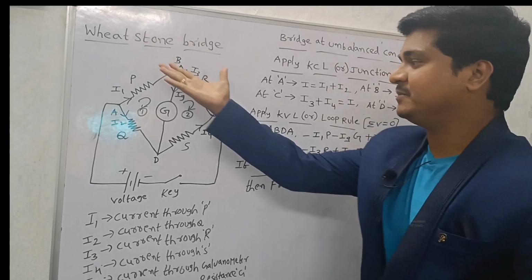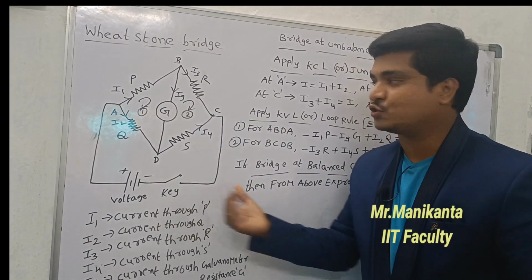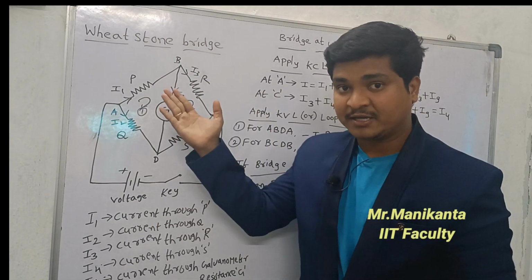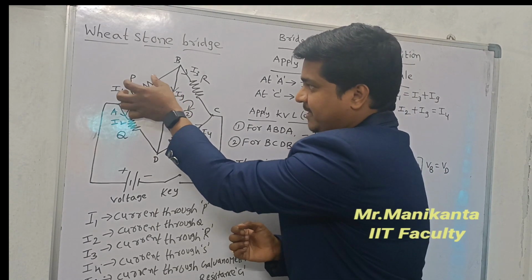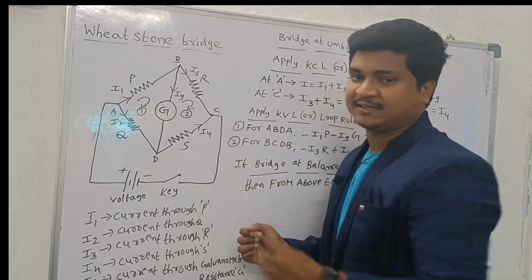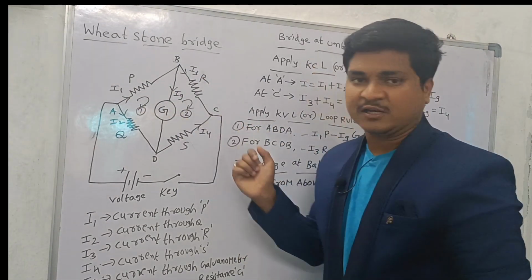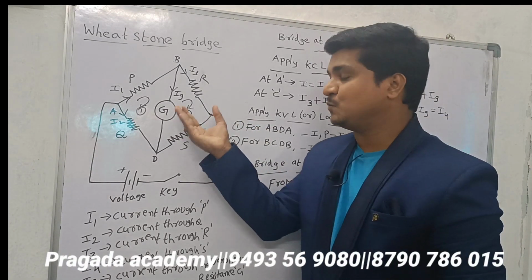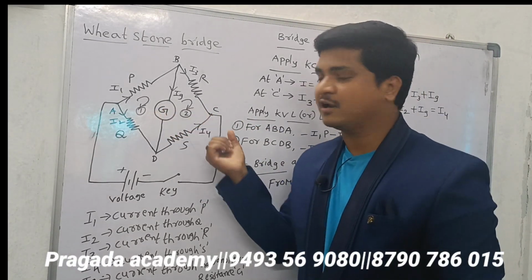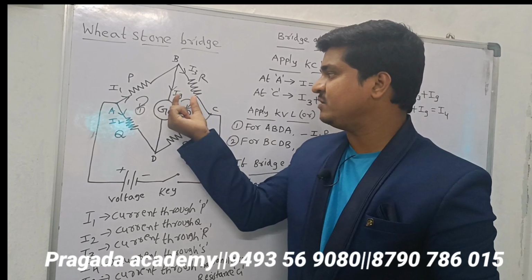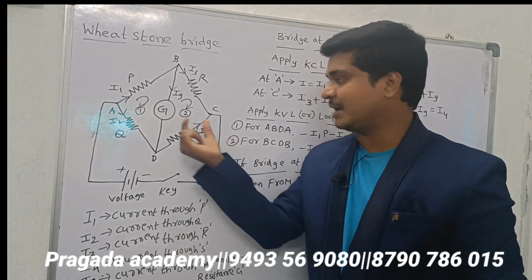So here is the Wheatstone Bridge, this will be the circuit diagram for it. If you observe the circuit diagram, P, Q, R, S are the resistors and G is the galvanometer. To measure small currents, we connect the galvanometer. Here Ig is the current through the galvanometer resistance, capital G.